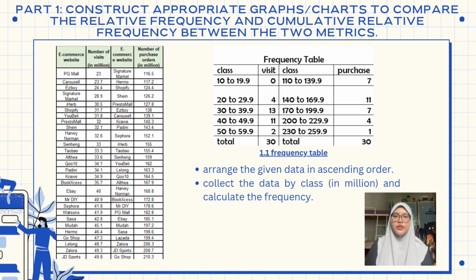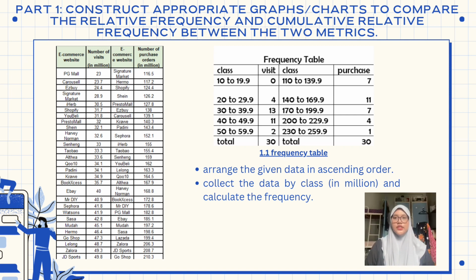I'm here to present my part in our group assignment, which is part 1: construct an appropriate graph or chart to compare the relative frequency and cumulative relative frequency between the two metrics, which are the number of visits and the number of purchases in the e-commerce website.